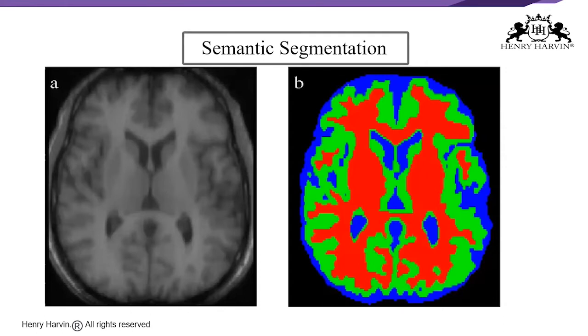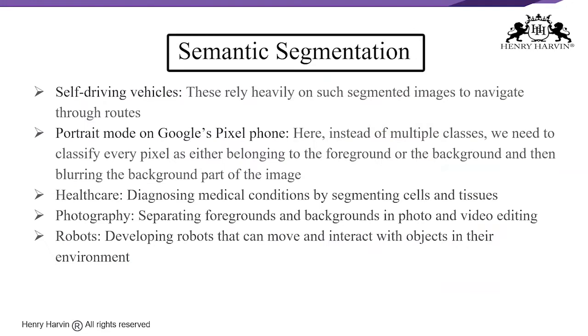Machines can augment analysis, and it can be performed by radiologists, and it greatly reduces the time required to run some diagnostic tests, right? And another application is portrait mode on Google's Pixel phone. Instead of multiple classes, we have to classify every pixel as either belonging to the foreground or the background, and then blur the background part of the image. And in photography, again, separating foregrounds and backgrounds in photo and video editing.